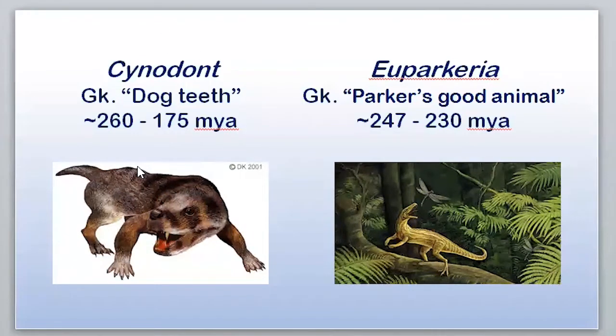Anyway, at the end of the Permian era, the largest known catastrophe in Earth history happened, which is the Permian-Triassic extinction. Everyone can hear me? Yes, sir. Permian-Triassic extinction. So 95% of life was wiped out from the Earth. Then the Mesozoic era, or the middle life era.